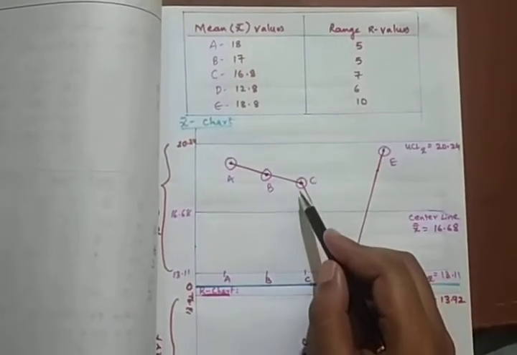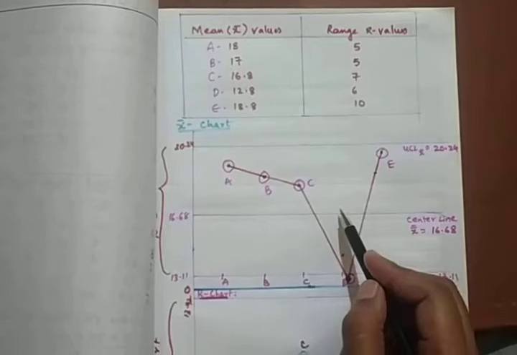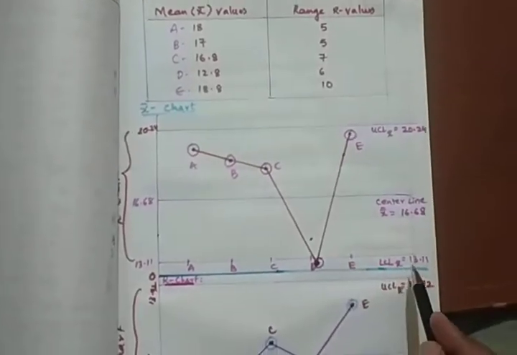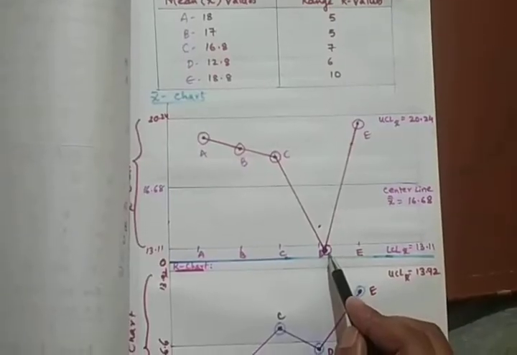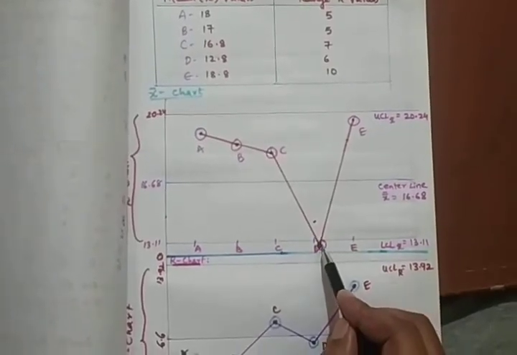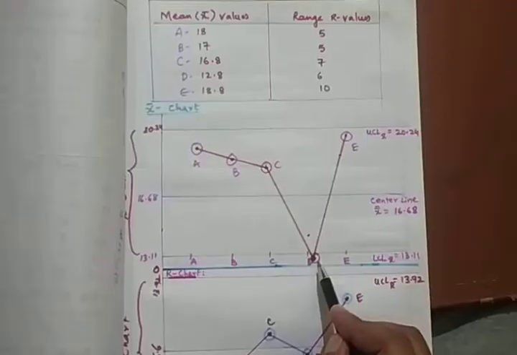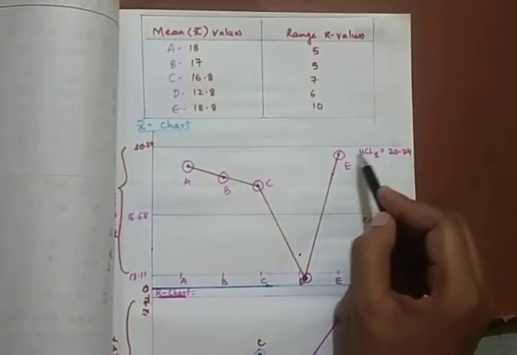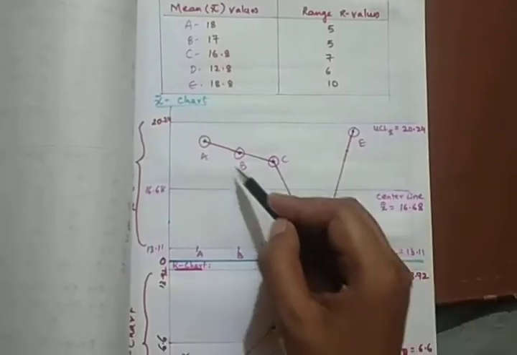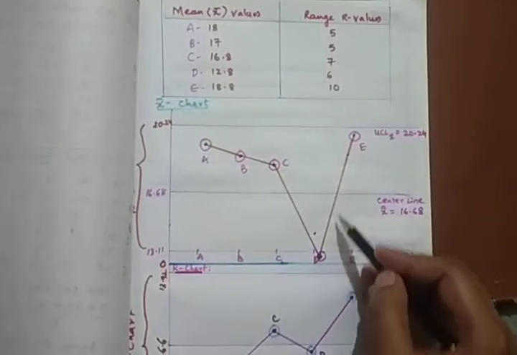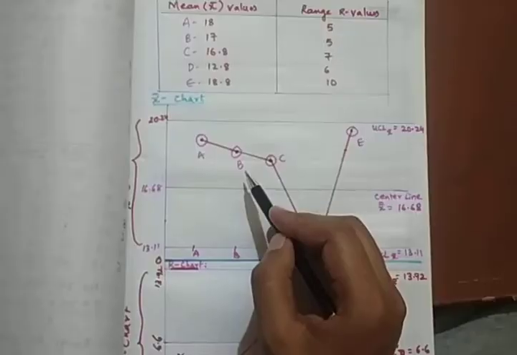Similarly, C is 16.68 and D is 12.8. See here LCL is 13.11, so 12.8 is somewhere down below the lower control limit, and the fifth point is 18.8. So drawing all these points with lines, you'll get the X bar chart.